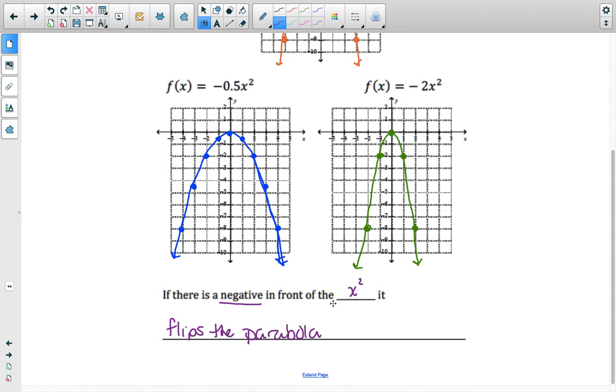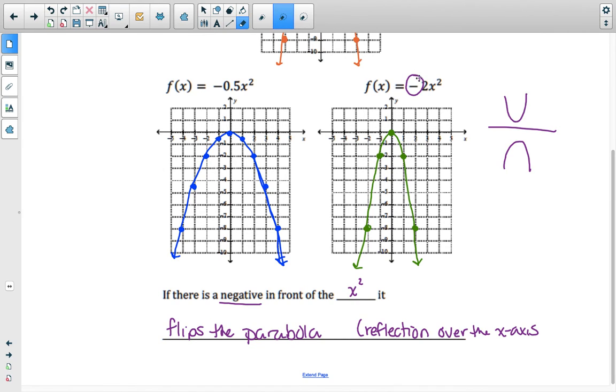What this does is actually called a reflection over the x-axis. Because instead of it pointing up, it's pointing down, and it flipped over the x-axis. This was our x-axis. It was going up. Now it's pointing down, which is across the x-axis. So we have an axis of symmetry with regards to the x-axis because of the negative value here. So a negative will reflect or flip the parabola.